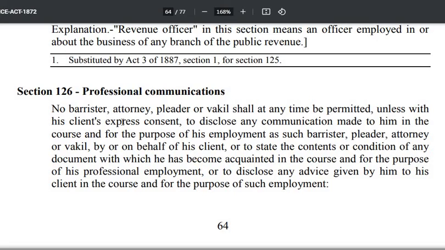Read it again. No barrister, attorney, pleader or vakil shall at any time be permitted, unless with his client's express consent, to disclose any communication made to him in the course and for the purpose of his employment as such barrister, pleader, attorney or vakil by or on behalf of his client, or to state the contents or condition of any document with which he has become acquainted in the course and for the purpose of his professional employment, or to disclose any advice given by him to his client in the course and for the purpose of such employment.